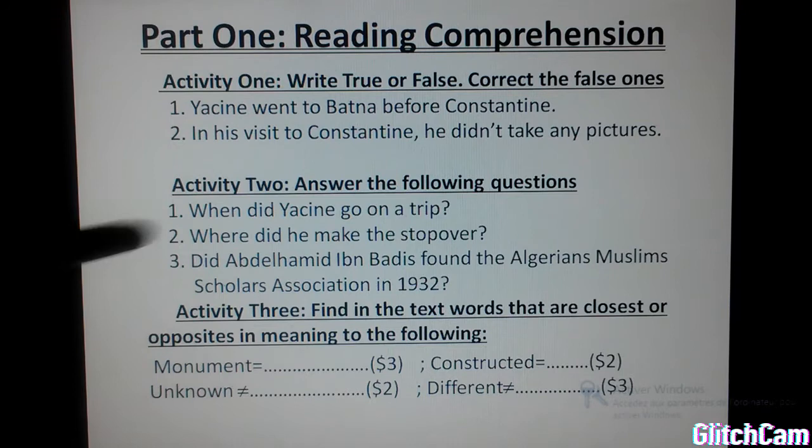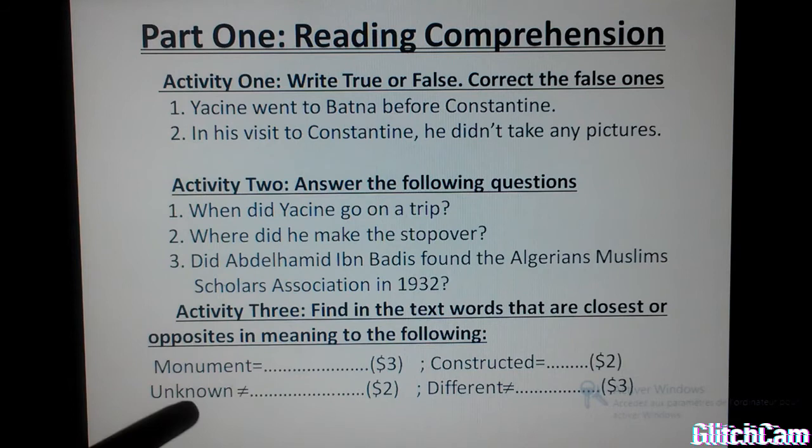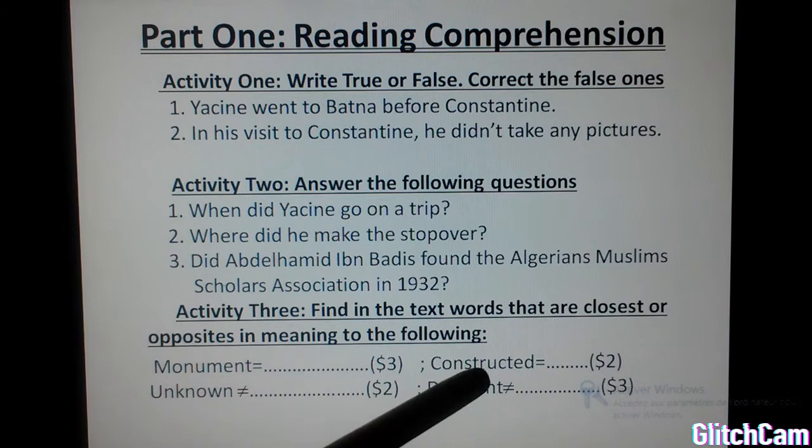If the word is a noun, you will find a noun here. A noun cannot have a verb as its synonym. Unknown, adjective, synonym adjective. Constructed, verb, synonym verb. Different, adjective, opposite adjective. Here constructed, it depends. You can find the verb with ed at the end, and you can find an irregular verb. So be careful.